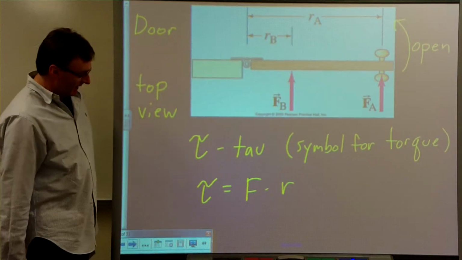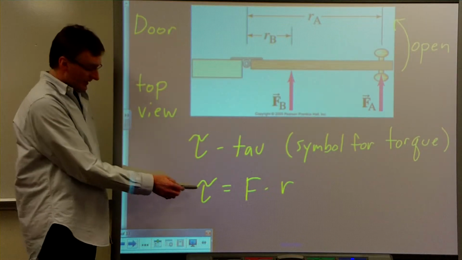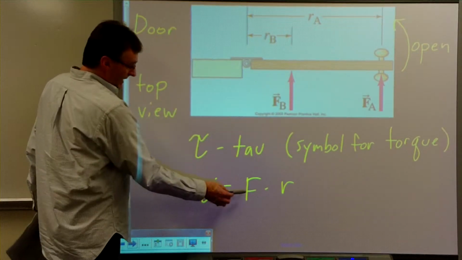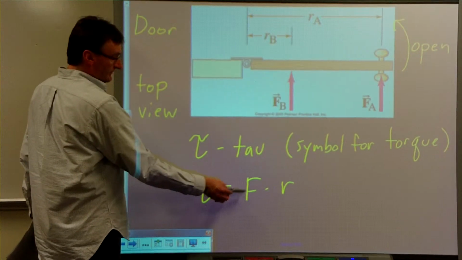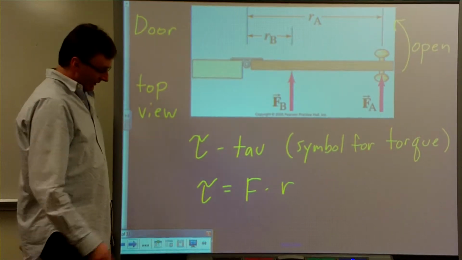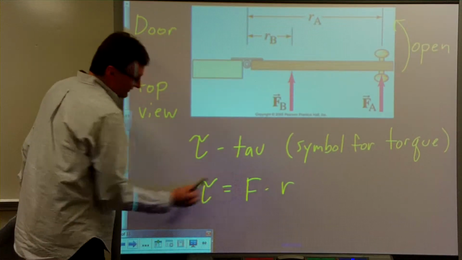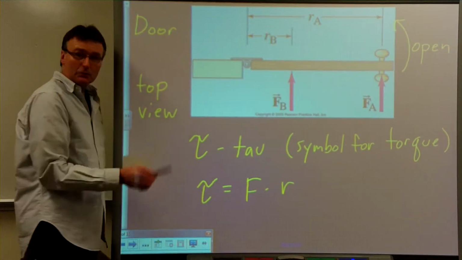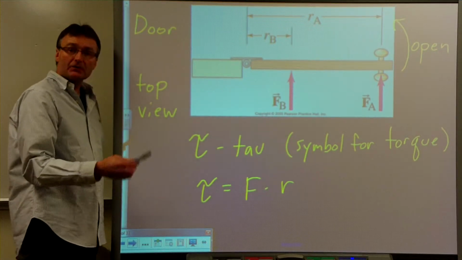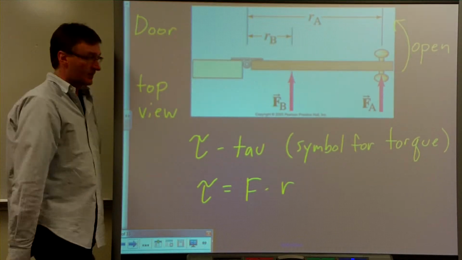If we want to know the torque that's produced by a certain force, then it's simply the magnitude of the force times its distance from the pivot point. All right, so that's all that torque is. This is the formula for torque. Notice it's not really a vector, but we do have to consider the direction of the torque, which we will talk about in just a minute.